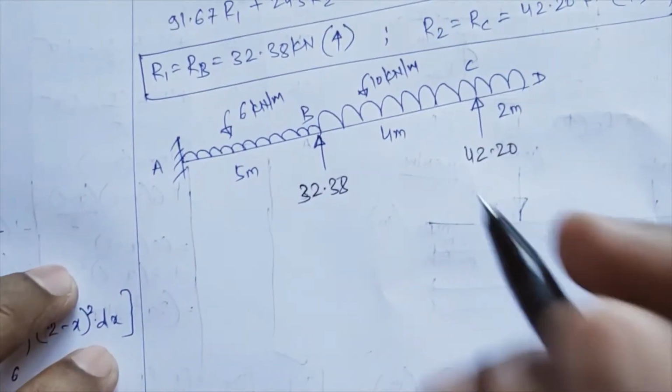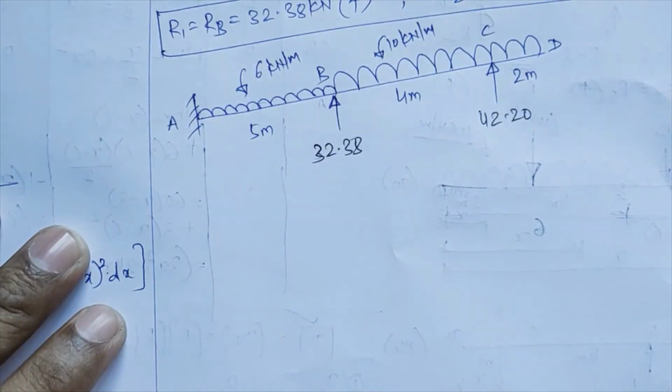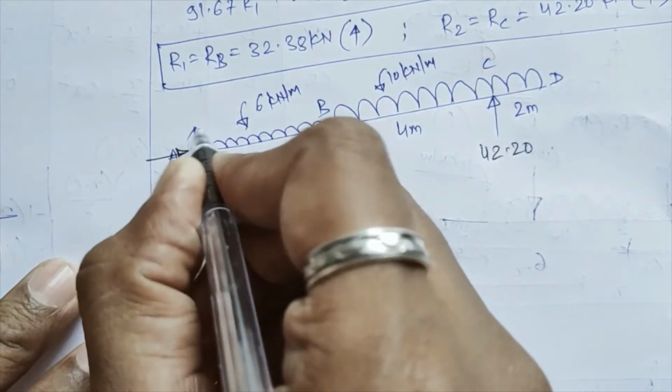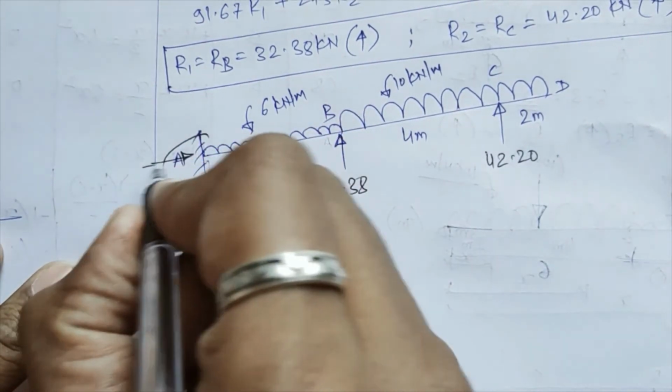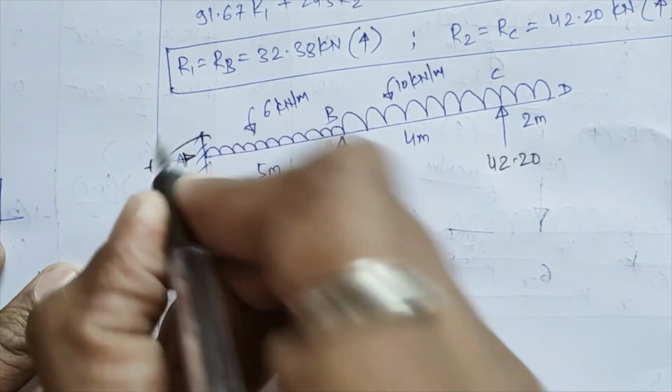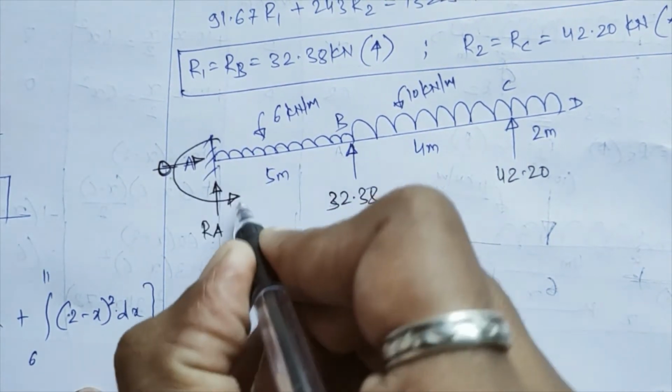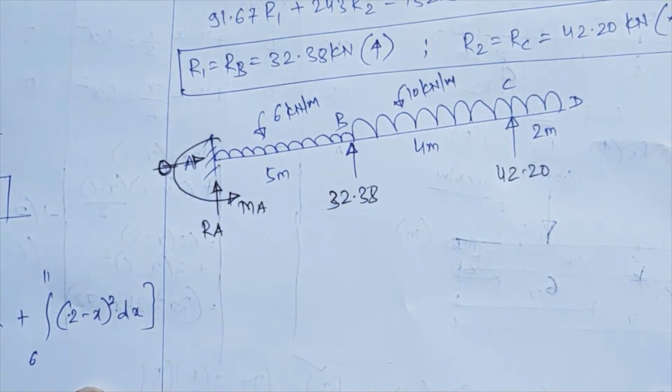So what I'll do is solve for your remaining reactions: the vertical reaction at point A, horizontal reaction and moment. If you see, there is no other horizontal force, so this HA will directly become 0. So we'll solve for this RA or VA, you can say, and MA.